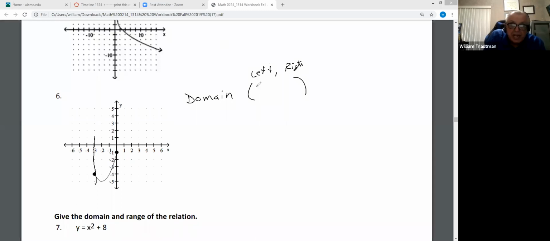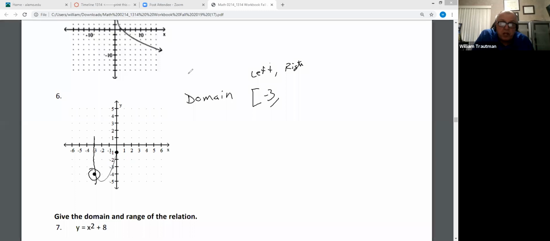But oh wait, this brings up a good point. You're absolutely right, Amanda. I'm going to go back to that last question. Now look at this. This is a filled in circle. So the domain for this graph, it's touching. A filled in circle means it's touching -3.